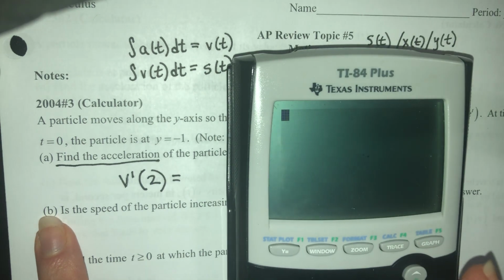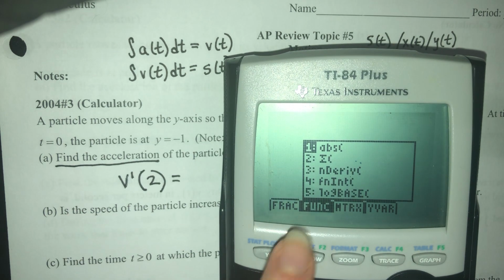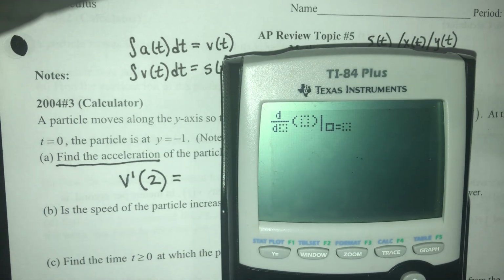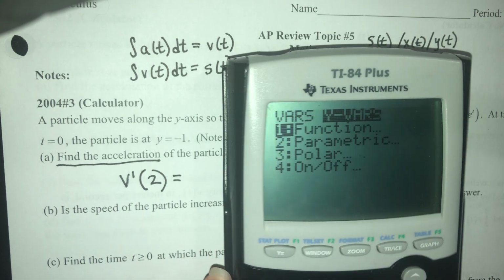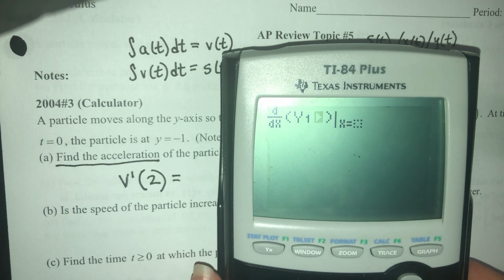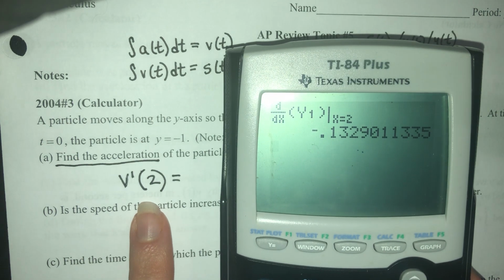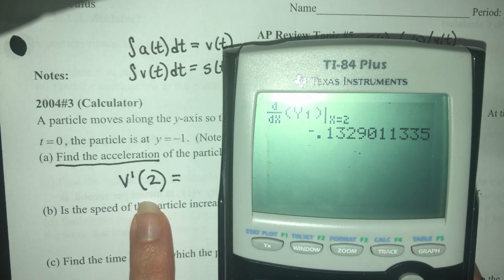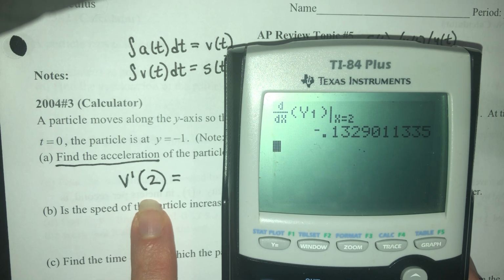In the calculator from the home screen, I'm going to hit alpha window and choose option 3 for nDeriv, which is taking the derivative, d dx of vars, y vars, function 1. I've already typed in the function, so I don't need to type it in again. And then x equals 2. And then the result is -0.13290113335. We need answers rounded to 3 decimal places on every AP calculator problem.